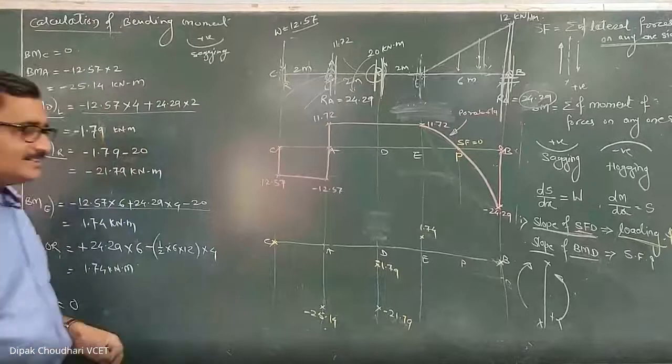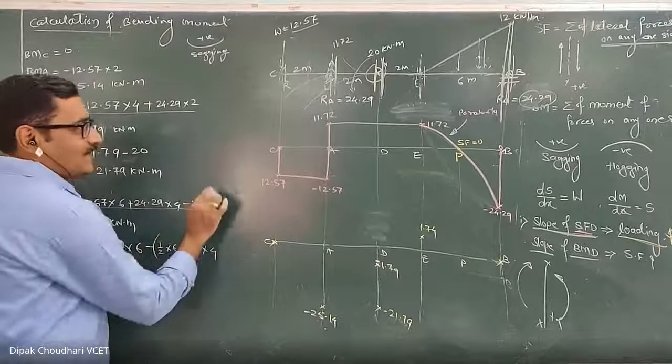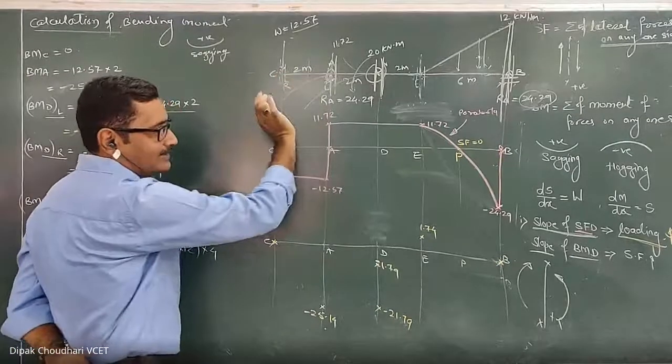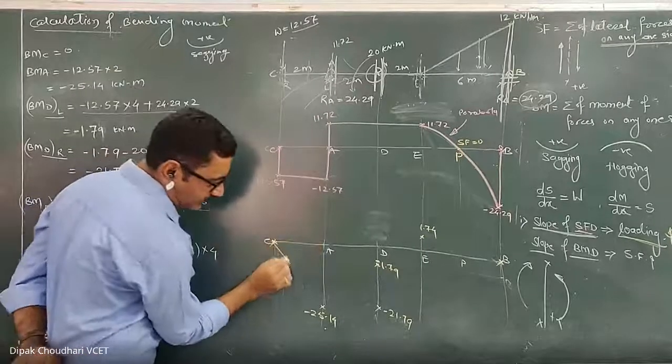Okay. Now we have to join all the points with a proper curve. Clear? Now you will observe that from C to A there is no loading. Since there is no loading, the shear force diagram is a horizontal straight line and the bending moment will be an inclined straight line.